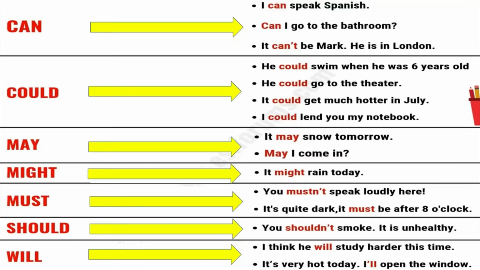See, you have can for ability, you have will or shall for determination, you have may for possibility. Again, you can write may for permission. You can write could for ability or sometimes even for possibility. Sometimes you say would for a past habit. When you say must, it means compulsion. When you say might, it means possibility.